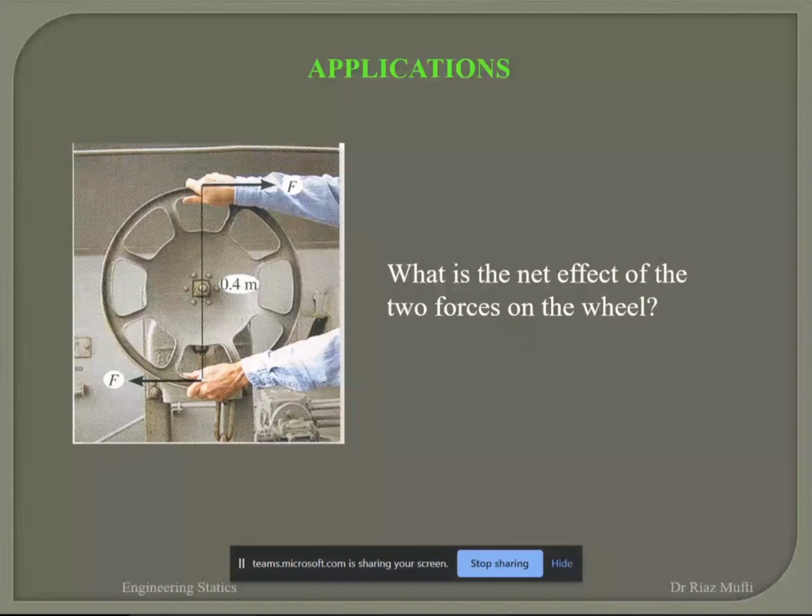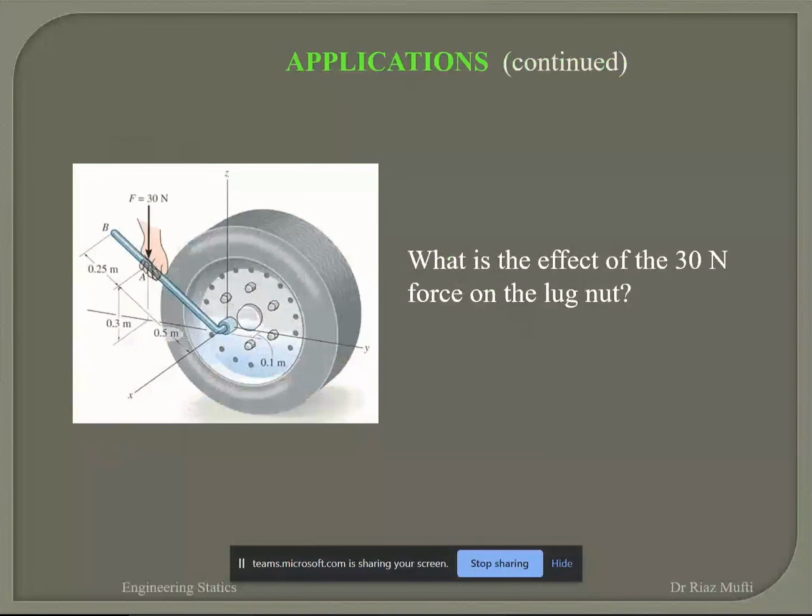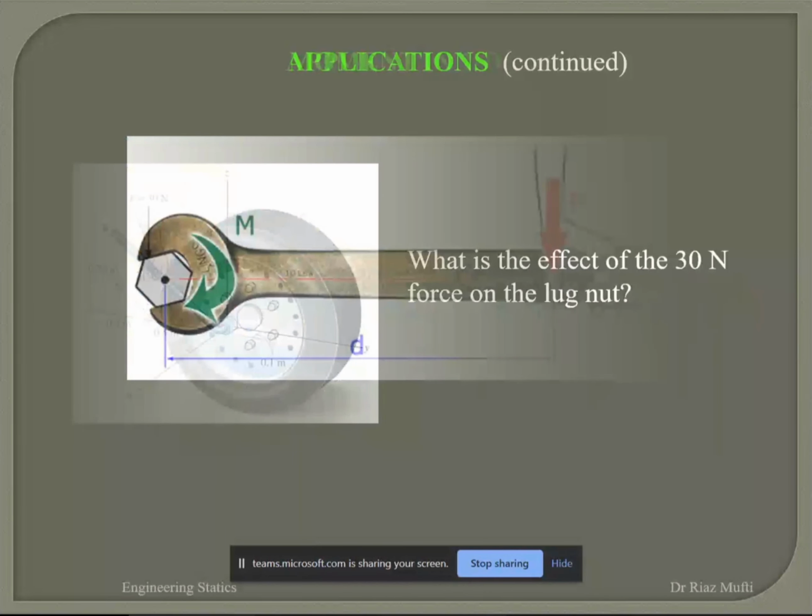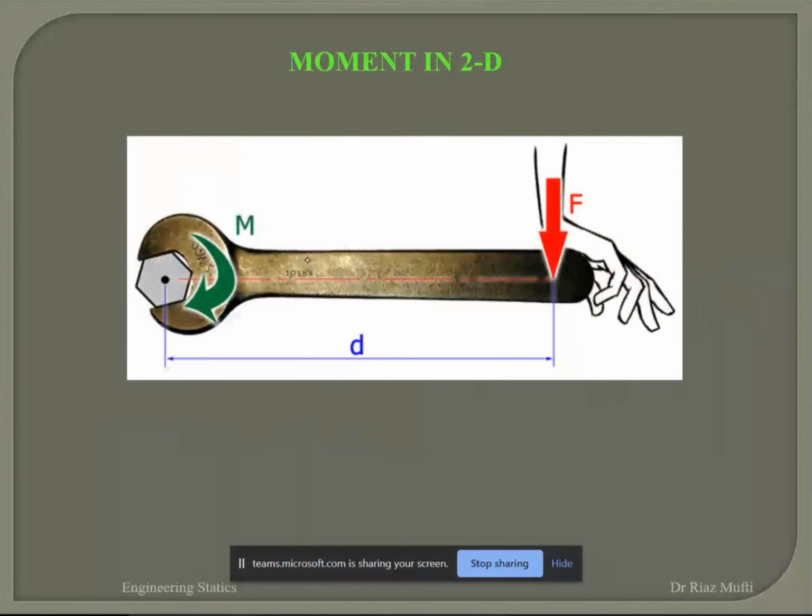Another application says here, what is the effect of the 30 Newton force on the lug nut? So that's the nut being applied and that's 30 Newton force. So what is the effect on this nut? These are the kind of things that we are going to go through in this lecture.